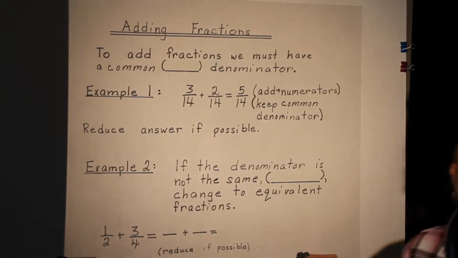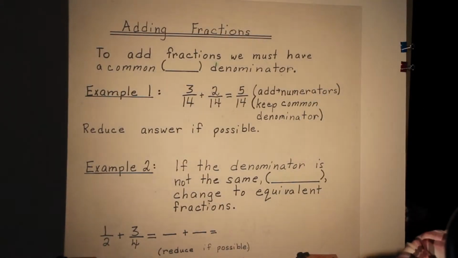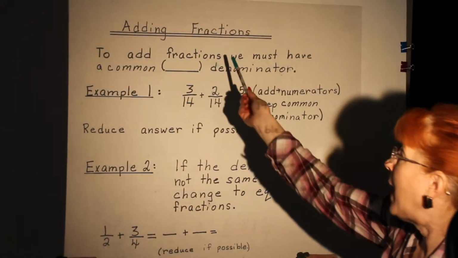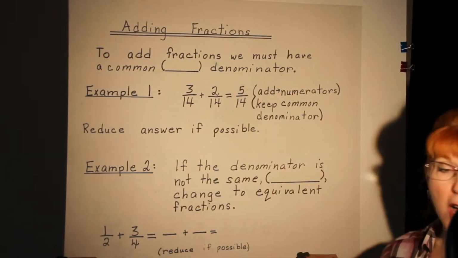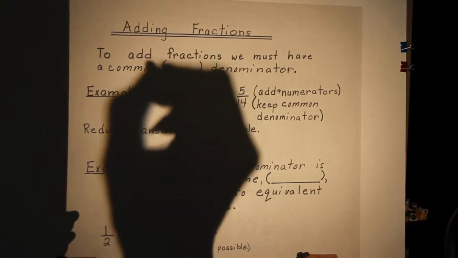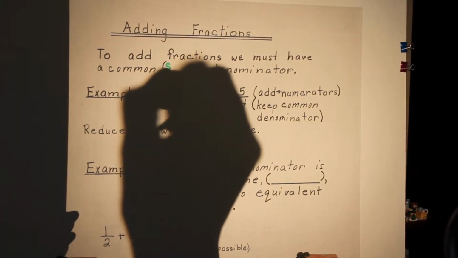The overhead is a little bright, but I turn it on. All the examples are on that, and take a look at adding fractions. If you add fractions, you have to have a common denominator. Common, another word for it is same.